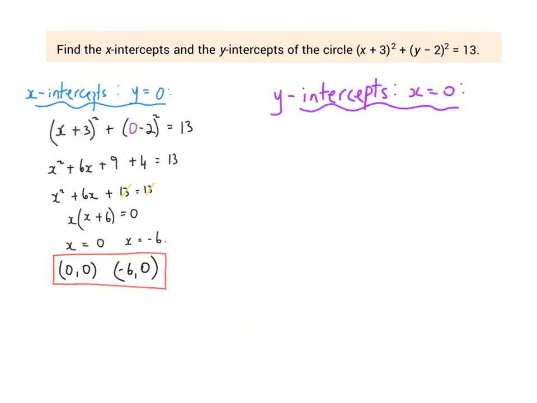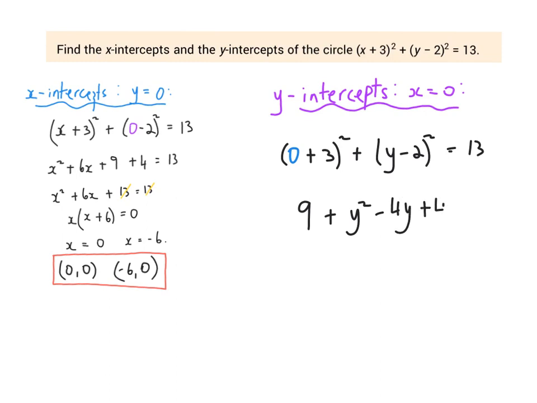Okay, and very straightforward then, it's the same process for our y-intercepts. So here, instead of y, we're letting x equal to 0. So we're going to have (0 plus 3) all squared plus (y minus 2) all squared equal to 13. So 3 squared gives us 9, plus y squared minus 4y plus 4 equal to 13. So that's going to give us y squared minus 4y plus 13 equal to 13.